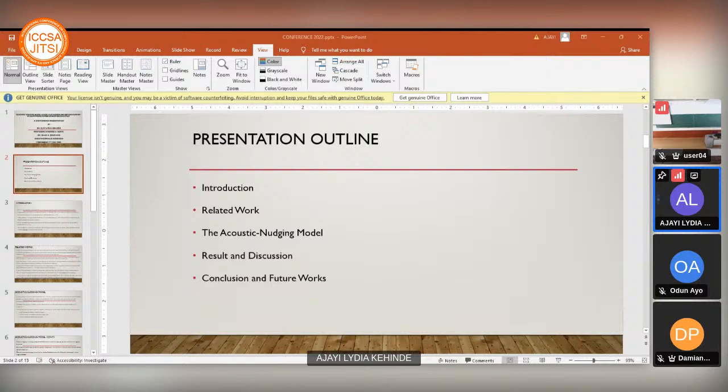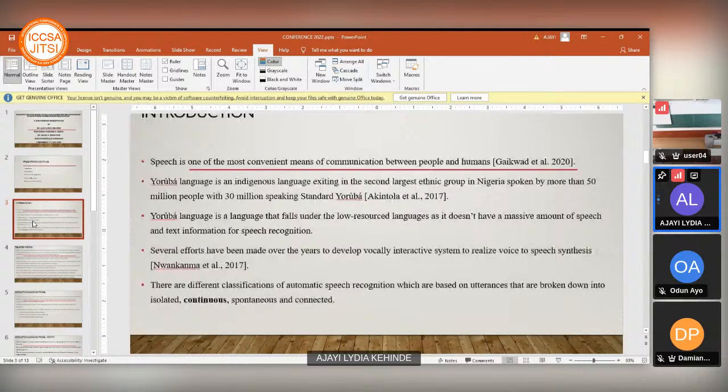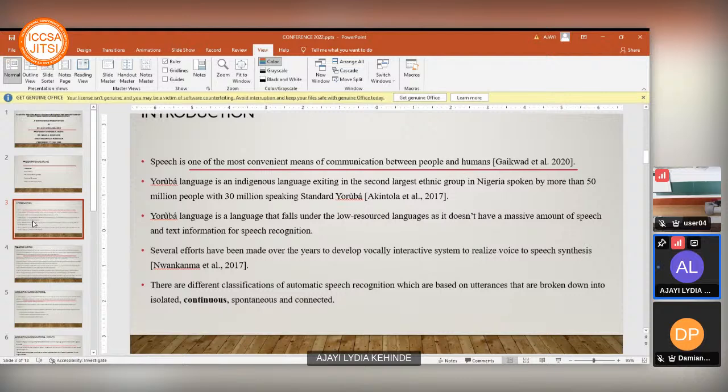So this is the presentation outline: introduction, related work, the acoustic nudging model, result and discussion, and conclusion and future work. Speech is one of the most convenient means of communication between humans. For this model, we are making use of the Yoruba language, which is spoken in Nigeria. It is an indigenous language with the largest ethnic group in Nigeria, spoken by more than 50 million people, and about 30 million speak standard Yoruba. At the same time, Yoruba falls under low resource languages, which are languages that have low input on the internet.